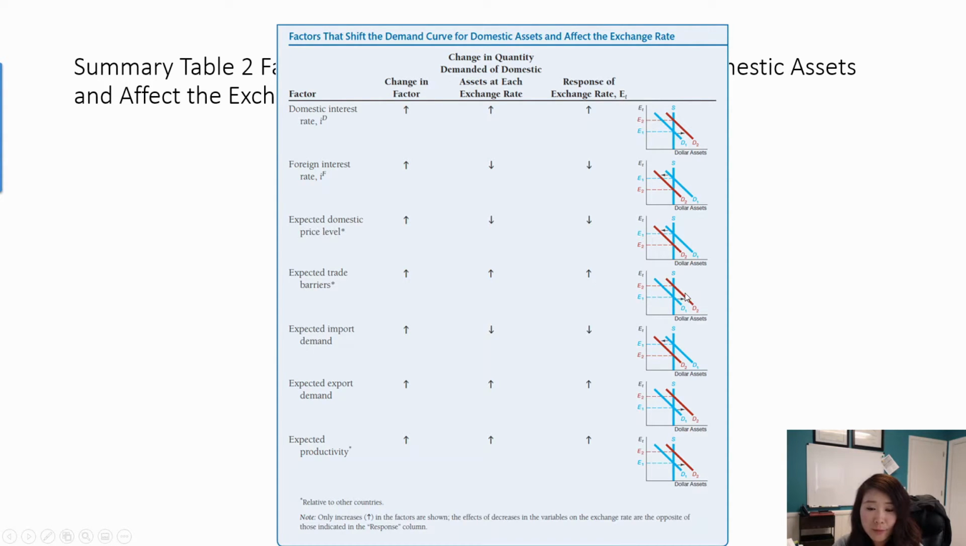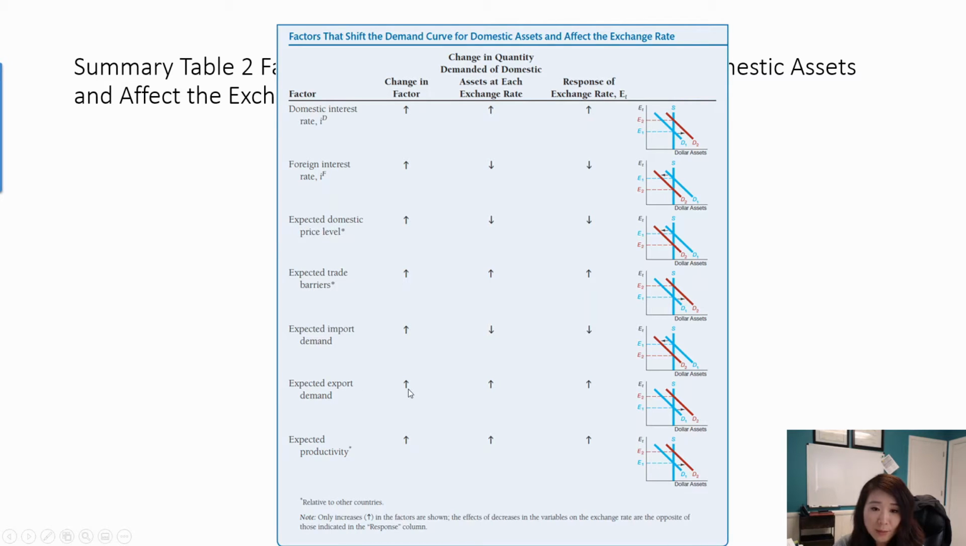So the demand curve shifts to the right, and accordingly the interest rate will go up. And then when the expected import demand goes up, the demand for domestic goods will go down. So the demand curve for the domestic asset will shift to the left, and the exchange rate will go down.